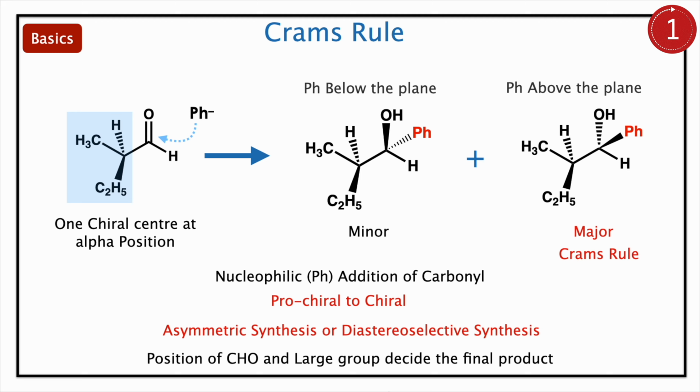It will result in Ph below the plane or above the plane. Here above the plane is major. We will see why that is. The important thing you should notice is that a prochiral center becomes a chiral center. It is diastereoselective synthesis, or more simply asymmetric synthesis. Here the position of the aldehyde, that is the carbonyl, and the large group, that is the bigger group in the chiral molecule, decide the product.